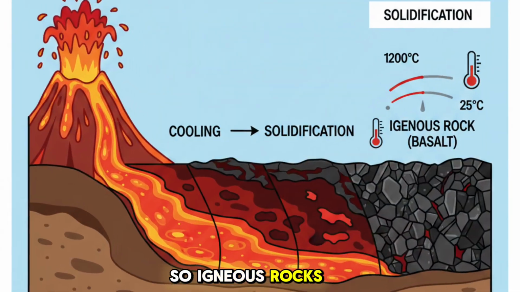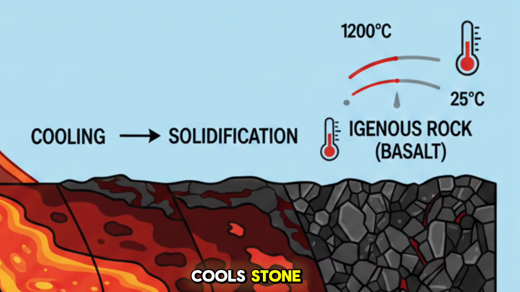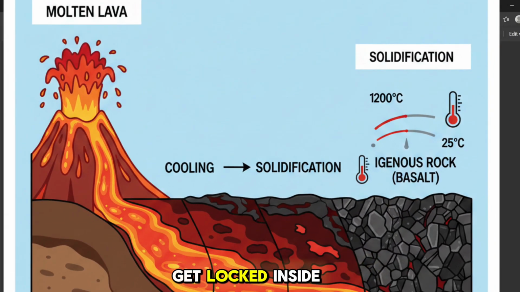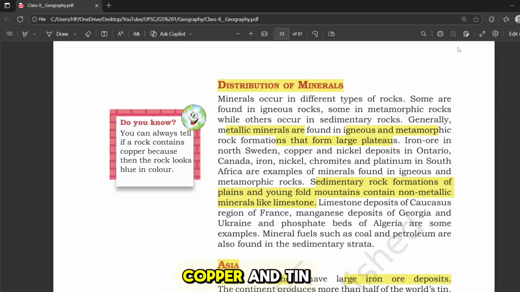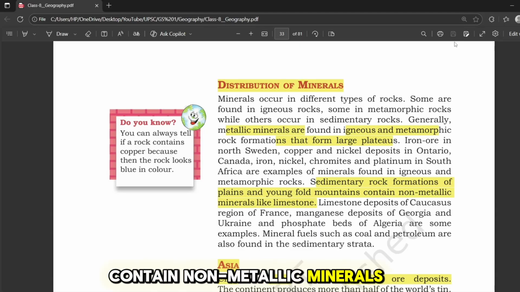So, igneous rocks are formed when hot molten magma cools down. During that cooling, minerals crystallize and get locked inside. That's how metallic minerals like iron, copper, and tin form. And metamorphic rocks are formed when existing rocks get heated and pressured deep inside the earth. That heat and pressure change their structure and form new minerals. So again, metals are formed here. But sedimentary rocks are formed by layers of sand, mud, and shells deposited over time. So they usually have non-metallic minerals like limestone or gypsum. So remember, igneous and metamorphic rocks have metallic minerals and sedimentary rocks contain non-metallic minerals, right?